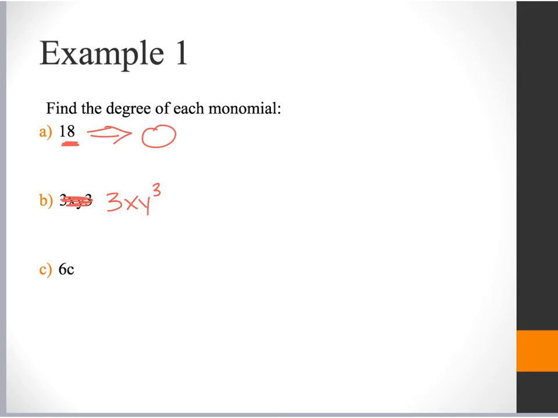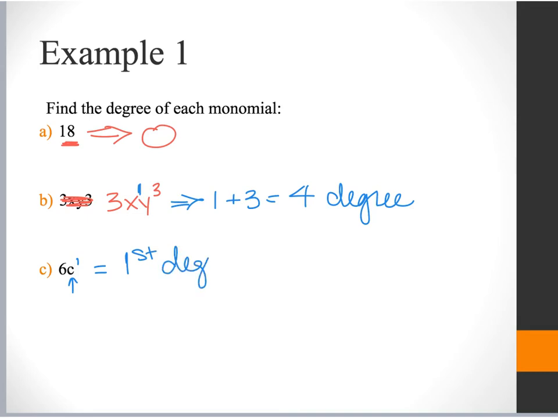For part B, it wants to know the degree of this monomial. Now remember, when we're looking at just monomials, we take the sum of all of the exponents. So x really has an exponent of 1. When I take my 1 and add it to my 3, we say that this is a 4th degree monomial. Then for part C, we have 1 variable, which in this case is c. It's really being raised to the 1st power, so I know that this is a 1st degree monomial.